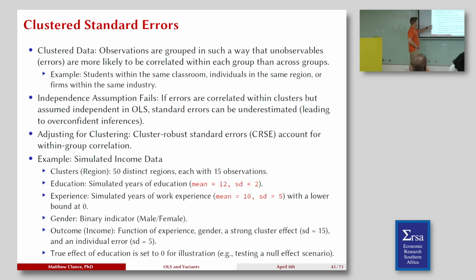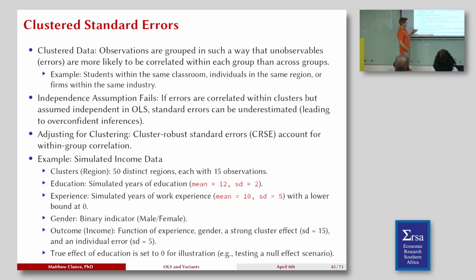I simulated the data for years of education with a mean of 12, so basically I'm saying that the average person would have matric. Experience is going to be basically 10 to 15 years of work experience, and in my simulation, if it went negative for some reason, I would force it back up to 0 just to make sure that nobody had negative experience. Gender, I'm just going between male and female. Outcome is basically the income.